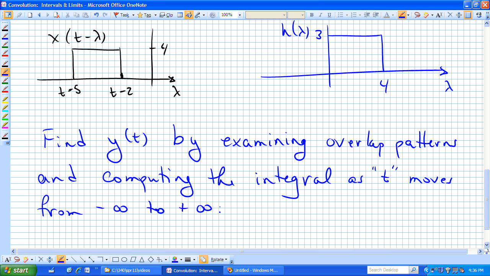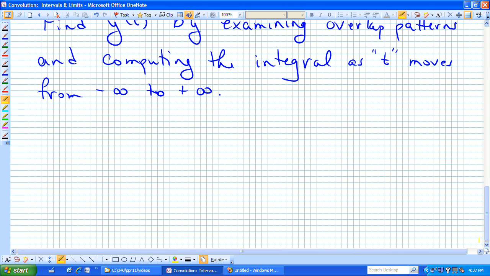Let's look now, and what hopefully you're seeing is we're going to now superimpose these two waveforms, x of t minus lambda on top of h of lambda, and we're going to vary t in a way that allows us to start with a very negative value of t, which puts x of t minus lambda in the far left side of the sketch. We'll keep increasing t and slide it through h of lambda, and we'll try to compute the integral when we have different overlap patterns that exist in that sliding process.